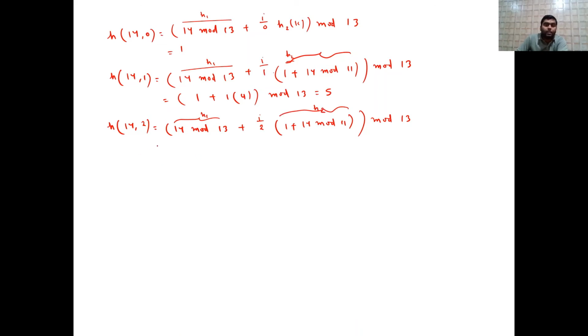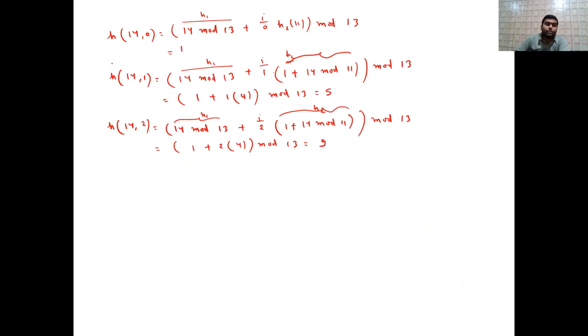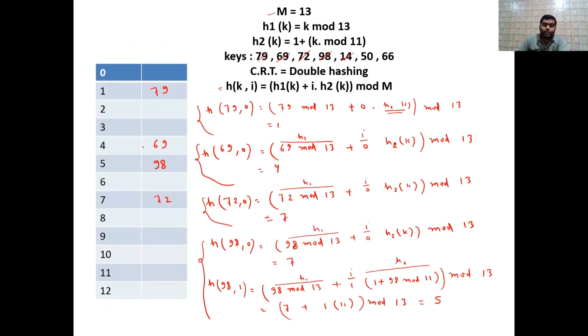Okay, now calculate it. 14 mod 13 will give you 1, and plus 2 multiplied with 3 plus 1, which is 4. 4 twos are 8, 8 plus 1 is 9, and 9 mod 13 is going to be 9. So observe position 9, yes, space is available. So finally this is over. So 14 will be stored at 9.